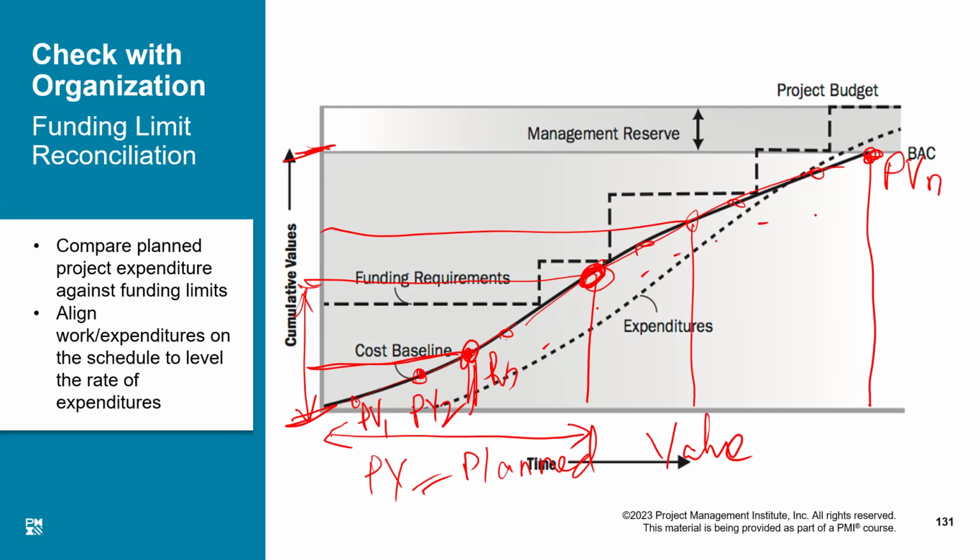So all points on the S curve are called planned value, and the last point on the S curve, which I call PVN, is actually named budget at completion. That is the total budget required to do the whole of the project work. Okay? Are you with me on it?